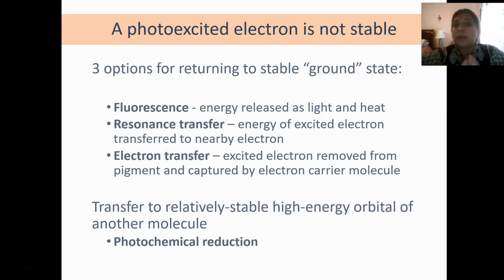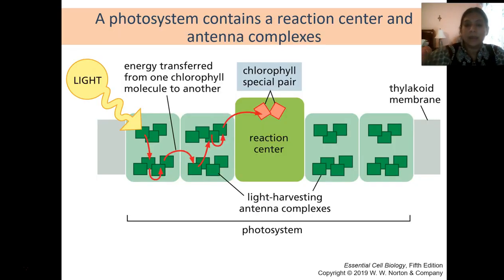So as we talked about, it has those three options to go back. The most common option for these molecules is to go through what we call a photochemical reduction, where a relatively stable higher energy molecule orbit is formed where this electron can be housed while it is in its excited state.